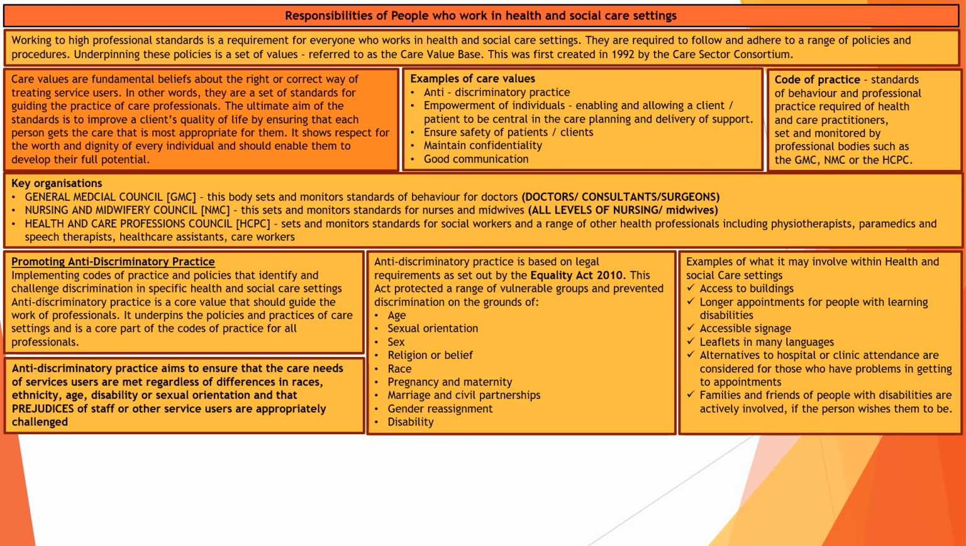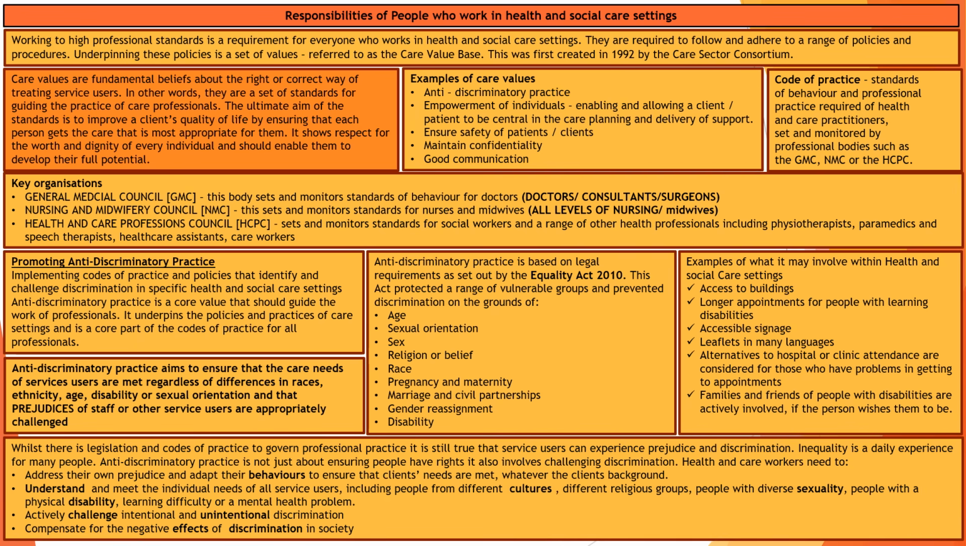And examples of ways that you can be more accessible within health and social care to incorporate different groups would be providing easy access to buildings, giving longer appointments to those with disabilities, using different types of signage, leaflets in various languages, providing alternative hospitals and clinics for people who can't get to them, or allowing family or friends to go with an individual if they are uncomfortable in that situation.